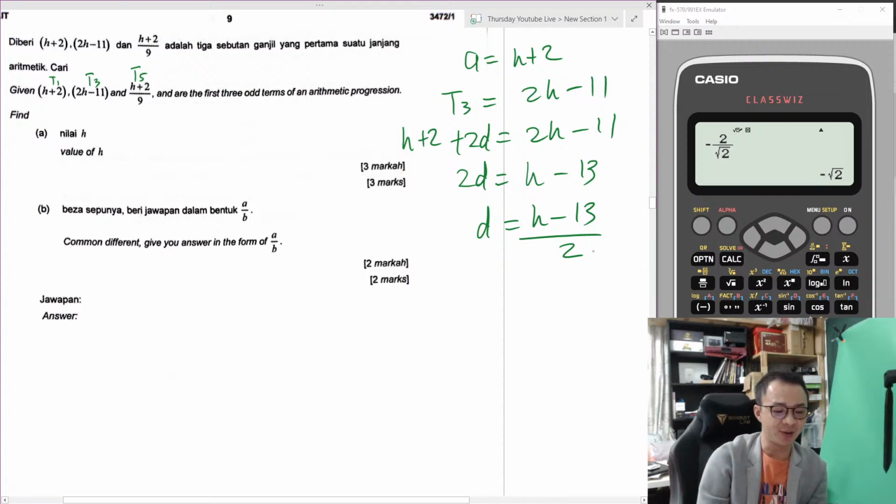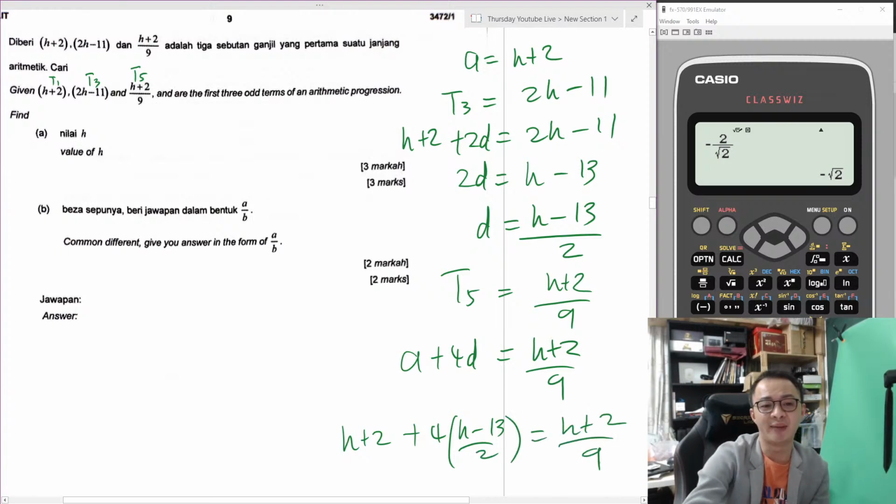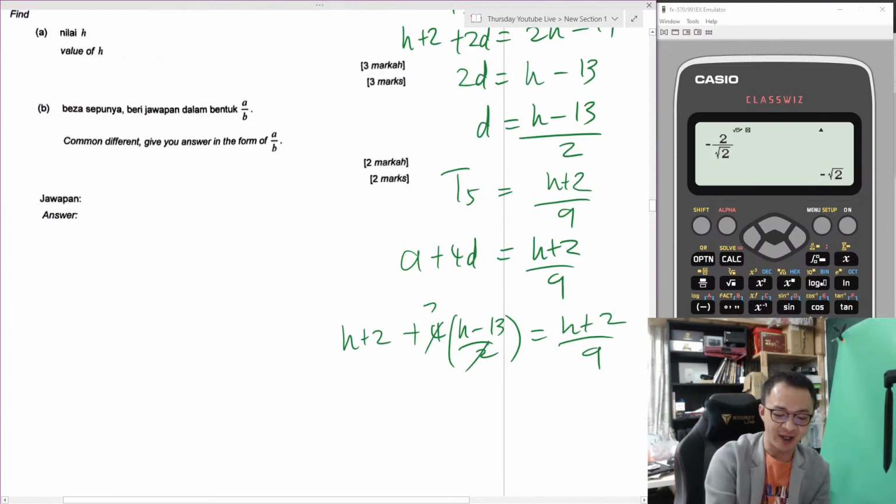But I want to find the H. So I will use T5 again. T5 is H plus 2 over 9. T5 is A plus 4D equal to H plus 2 over 9. And my A is H plus 2. And I have my D. D is H minus 13 over 2. So I kind of need to solve this equation to get my H value. This one simplified, I got a 2 here. Then the whole equation I will multiply by 9, or I can multiply by 9 later also. Okay, the number is not too big. H plus 2H is 3H. This one multiplied is minus 26. Minus 26 plus 2 is minus 24.